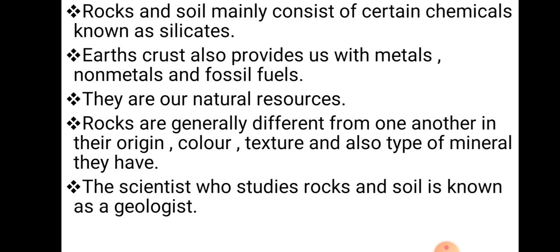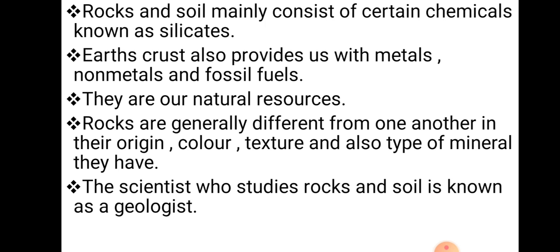Rocks and soil mainly consist of certain chemicals. These chemicals are known as silicates. Earth crust also provides us with metals, non-metals and fossil fuels. Inside the earth, when we dig the soil, we get many of the metals and non-metals and also fossil fuels. These are our natural resources, because we are getting all these things, the metals, non-metals, fossil fuels, from nature. That's why they all are natural resources.